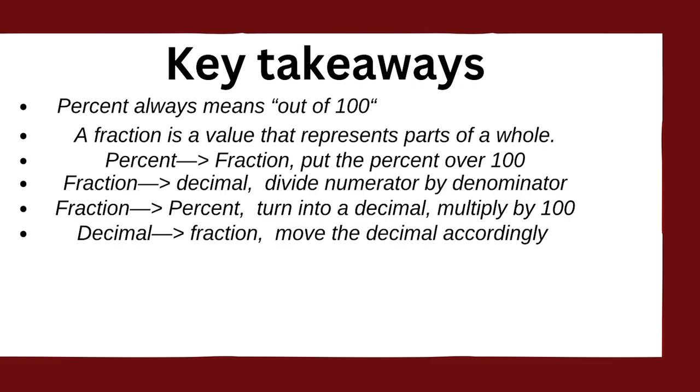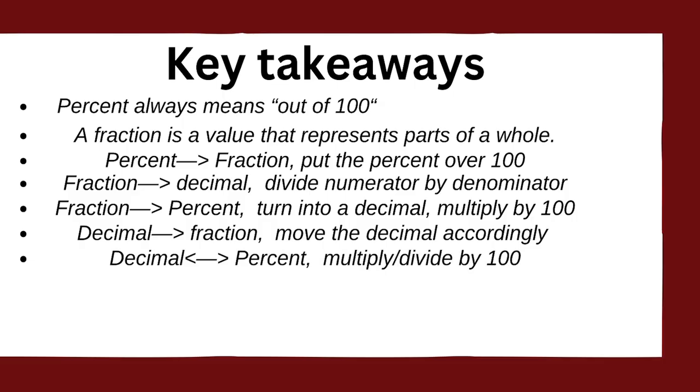When I have a decimal and I want to make that into a fraction, I'm just going to move the decimal accordingly. So once again, knowing that 1 means 10, 2 is 100, and 3 is 1,000. Look at those decimal places, and that determines what type of fraction it will be. When I have a decimal and percent and vice versa, I'm just going to multiply or divide by 100.